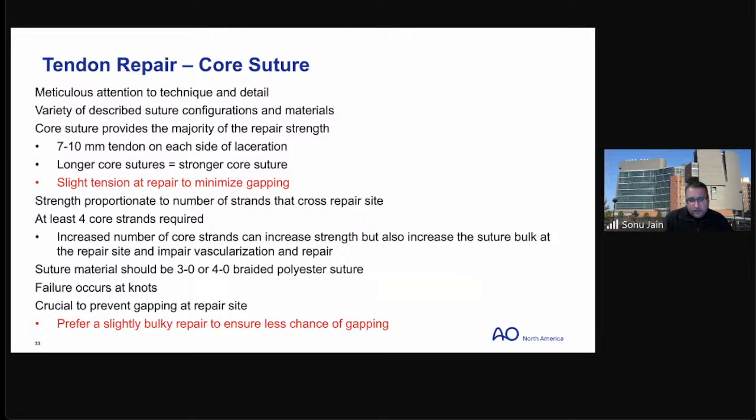And then the strength is going to be proportional to the number of strands across that repair site. At least 4. I try to do 6. Suture material should be a 3 or 4 braided polyester. Failures usually occur at the knots. And again, you want a slightly bulky repair at the site to prevent gapping, because that will be where you will have failure if that happens.